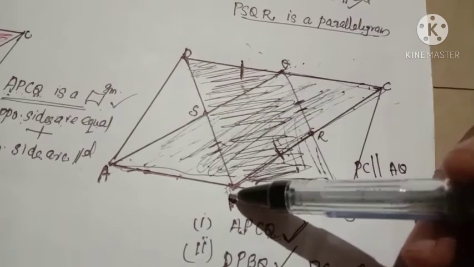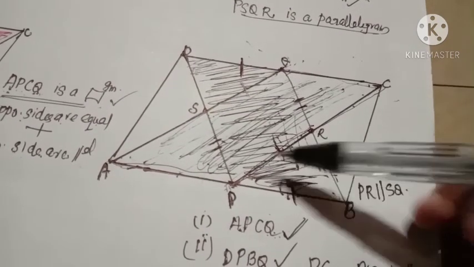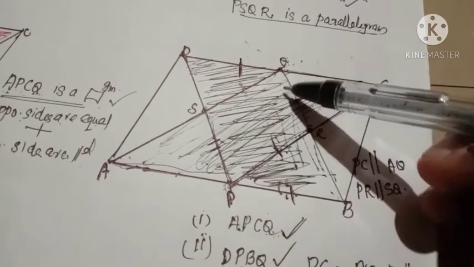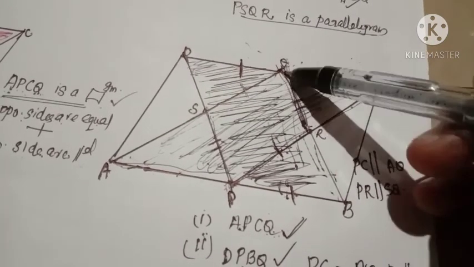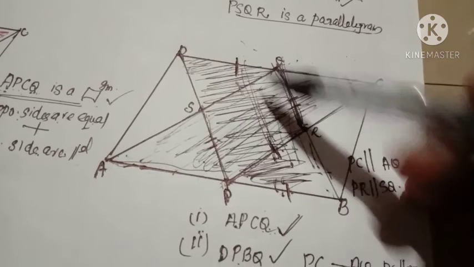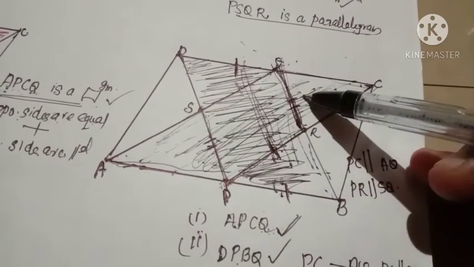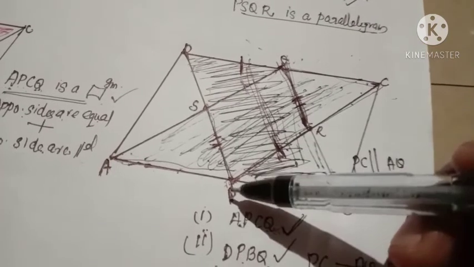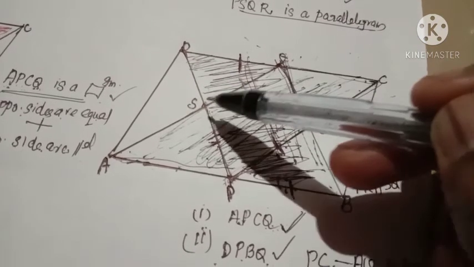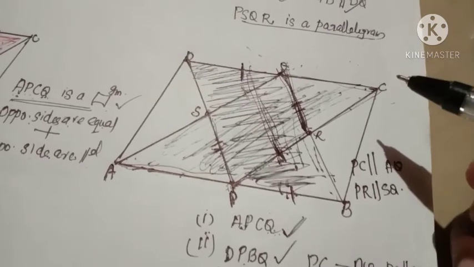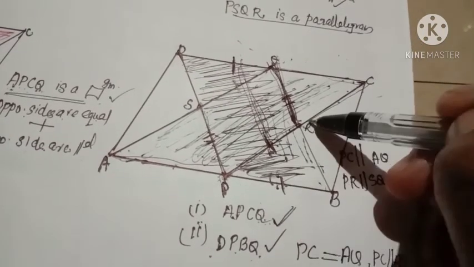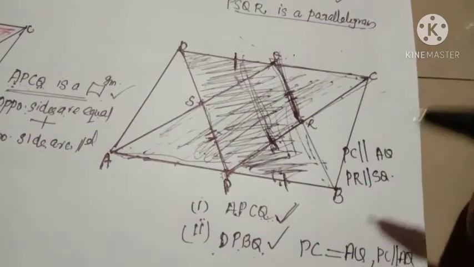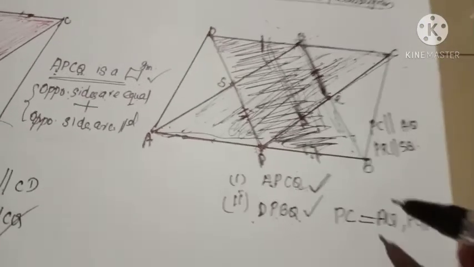If PD is parallel to BQ, then PS is also parallel to QR. So these two sides are parallel. These two sides are parallel. Both pairs of opposite sides are parallel means PRQS is a parallelogram. Okay, PRQS is a parallelogram. Anyway, write and study this question.